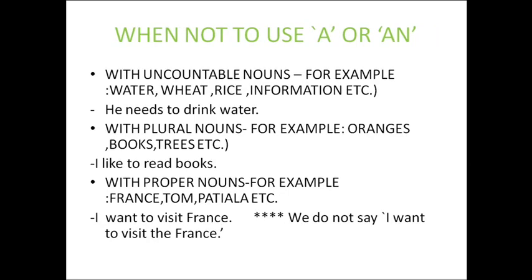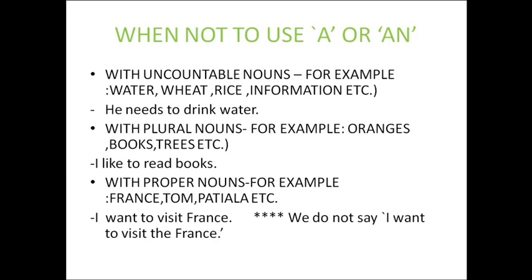Now, let's learn when we should not use a or an. So there are three basic rules. The first one is we shouldn't use a or an with uncountable nouns. For example, water, wheat, rice, information, etc. So we say he needs to drink water and not he needs to drink a water. That's incorrect. So with uncountable nouns, we shouldn't use a or an.